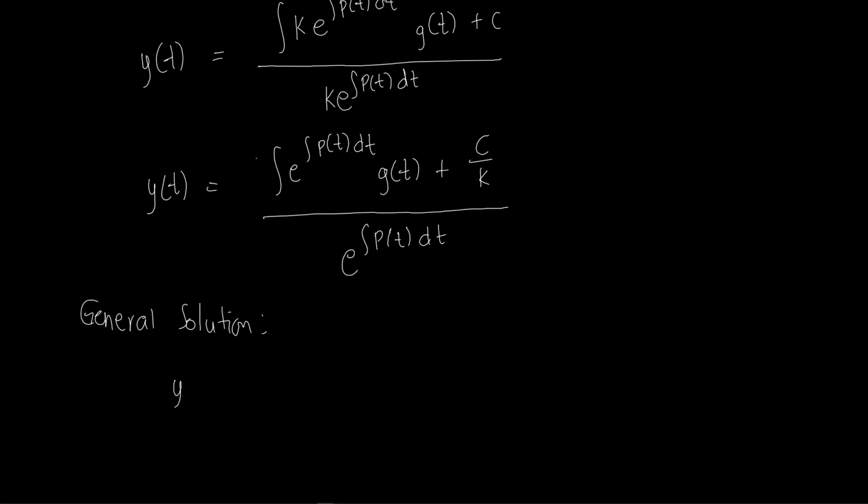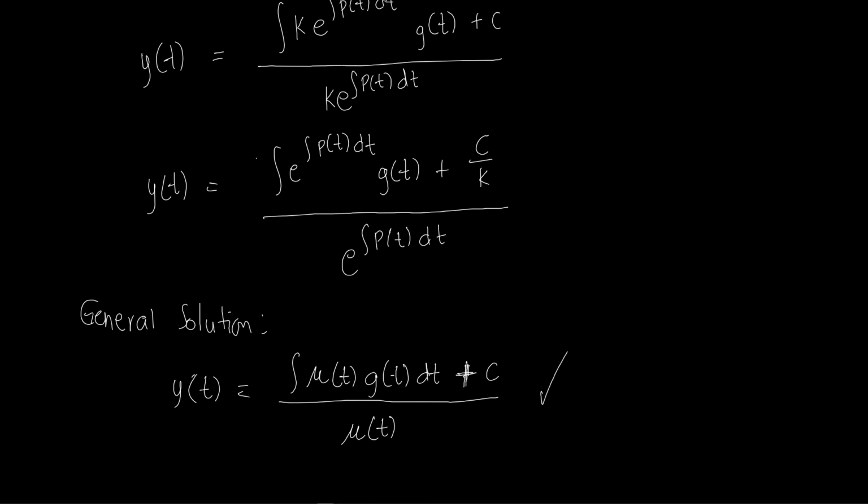would be y of t equal to integral of mu of t g of t dt plus c. Kay si c over k could be c lang gihapon na, constant lang man gihapon na siya, all over mu of t. Muna na siya ang ato ang general solution. Or, kumbaga, matawag natin siya na general formula for linear. Okay?